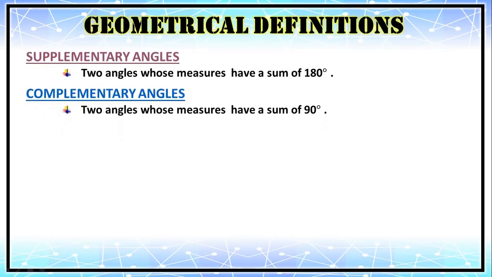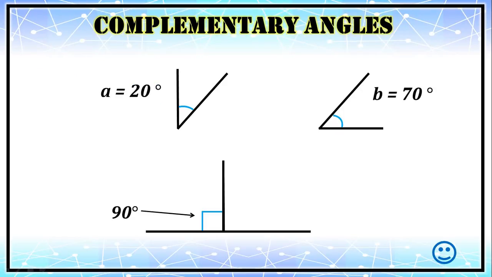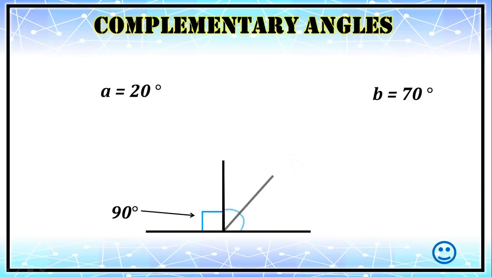Next we have complementary angles. Complementary angles are angles whose measures have a sum of 90 degrees. Here is an example of complementary angles. If A is 20 degrees and B is 70 degrees, and if we combine the two angles, they form 90 degrees. So that is an example of complementary angles.